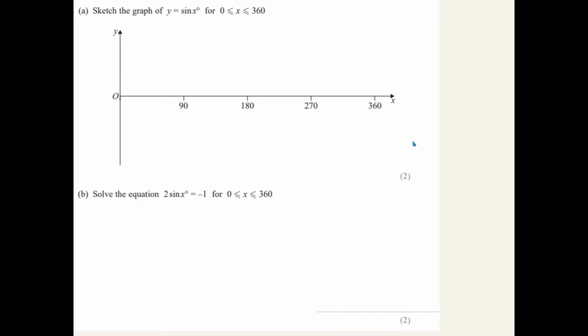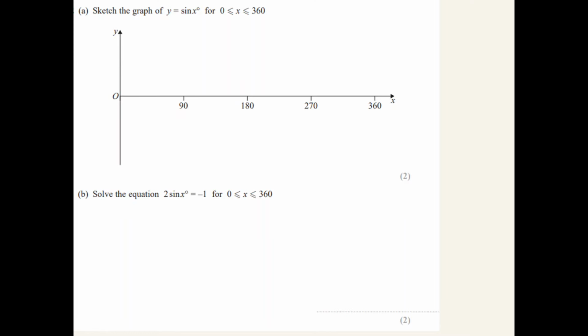Through a walkthrough of this GCSE question. If you haven't had a go at it, I suggest you have a go. This question is from June 24, paper 1H, question 22. Right. So, sketch the graph.